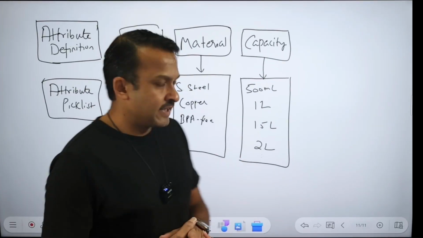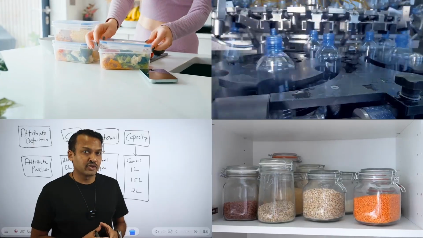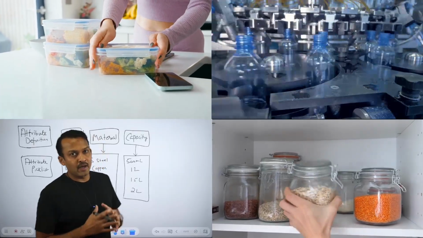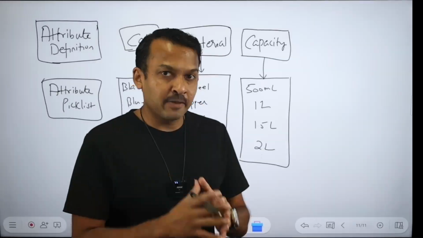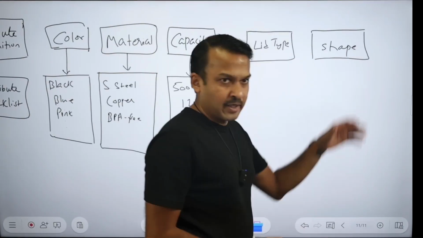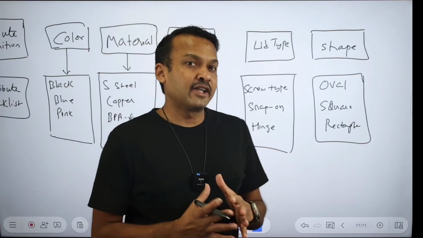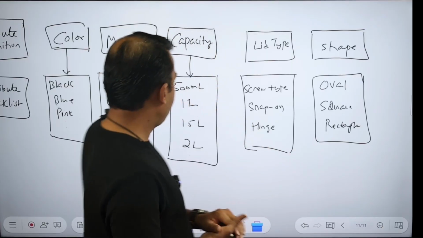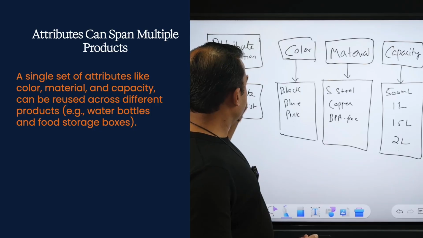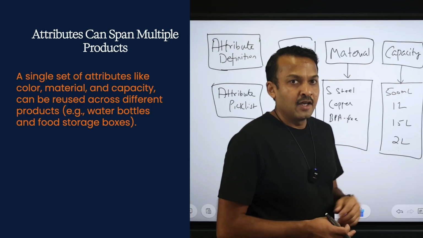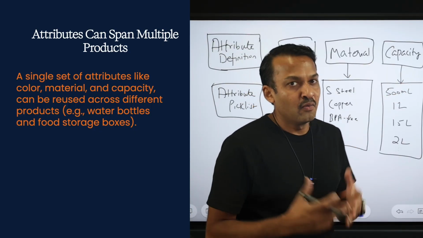Now, let's suppose that in the example that we are going to be taking, the business not only sells water bottles, but it also sells food storage products. Okay, so some attributes defined here may be very specific to the products. Now, these attributes may be related to more than one product, and that's the beauty of the attribute-based configuration, which means that the attributes color, material, and capacity may also be related to the food storage boxes, and they may also be relevant to water bottles.